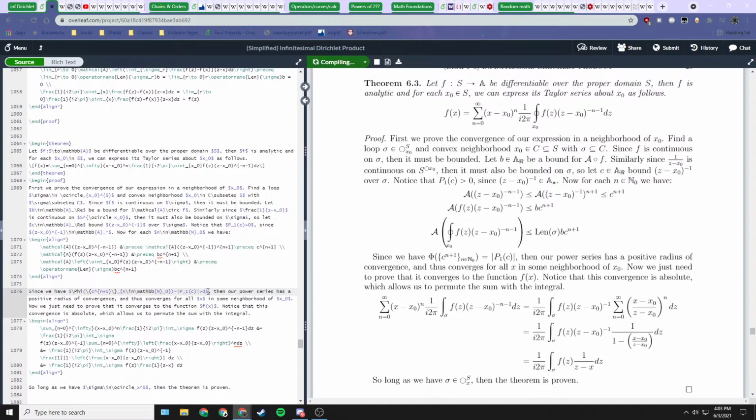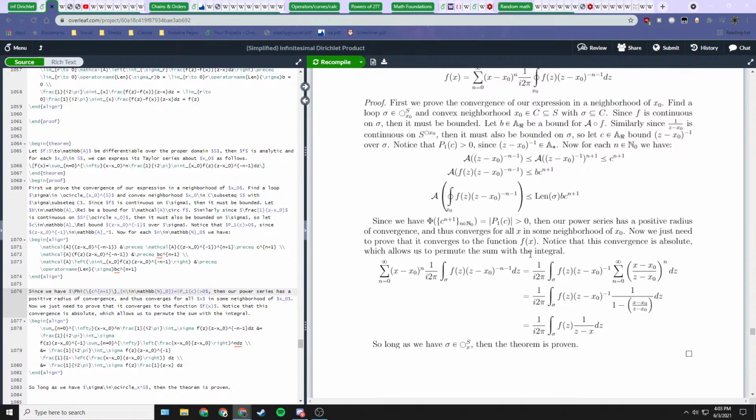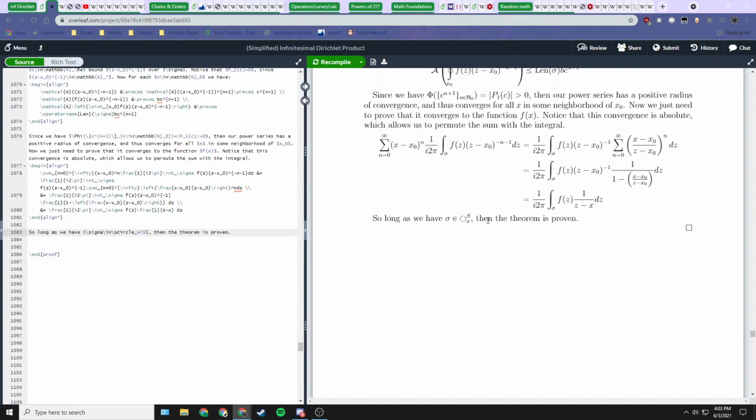Okay. Since we have this power series with positive radius of convergence, now you prove that it converges. So then we can say, so long as we have sigma in this class, then the theorem is proven. This will be true for all x in C which have p sub 1 of x minus x0 strictly less than the absolute value of p sub 1 of sigma minus x0, say sigma of t, for all t.